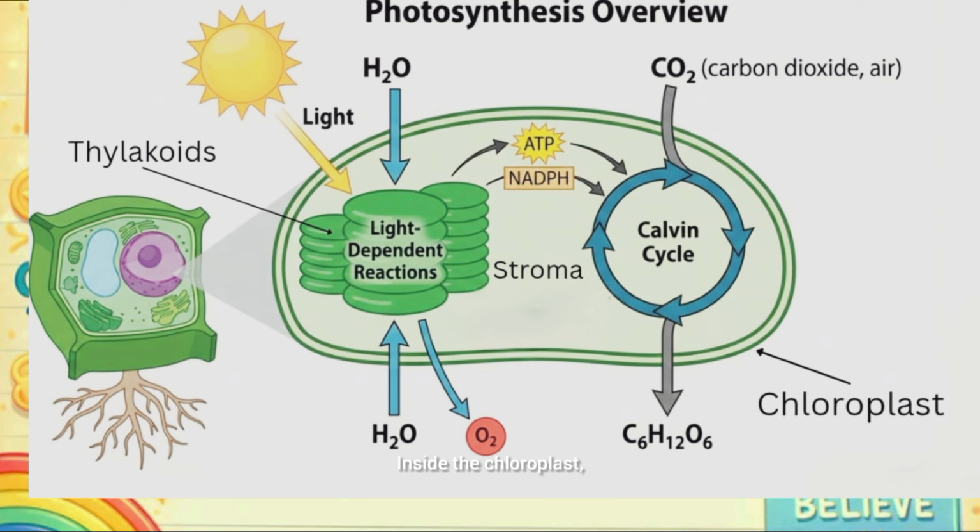Inside the chloroplast, there are two main regions that play important roles in photosynthesis: the thylakoids and the stroma. Thylakoids are flattened, disc-shaped membranes that are stacked together to form structures called grana. These thylakoid membranes contain chlorophyll, the green pigment that absorbs light energy.